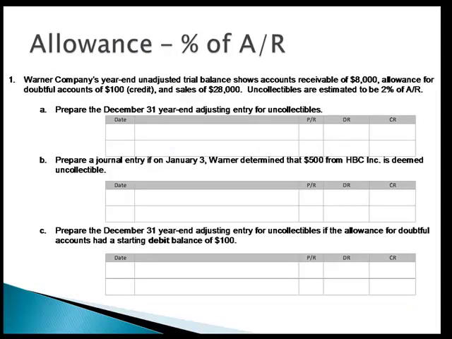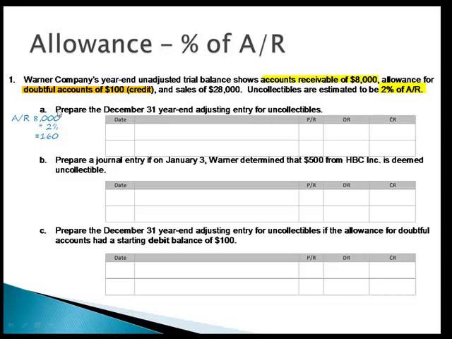Now, if we're using percentage of accounts receivable, remember that one was a little more complex. So Warner Company's year-end unadjusted trial balance shows accounts receivable of $8,000, allowance for doubtful accounts of $100 credit, and sales of $28,000. Uncollectibles are estimated to be 2% of accounts receivable. So what balances are we going to use? Accounts receivable times 2%. However, don't forget, we also have to go ahead and look at the existing allowance for doubtful accounts. So our allowance for doubtful accounts has a $100 credit balance.